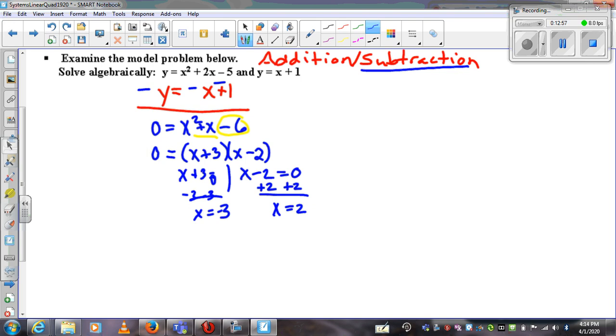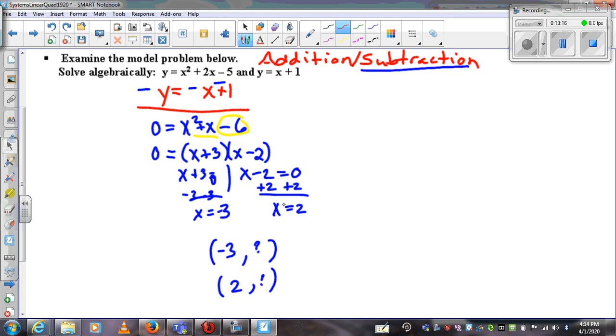So what this means is I have two ordered pairs, right? I'm going to cross at 2 points. The first one has an x value of -3. The other one has the x value of 2. What I need are my y values. I have to get those y values. Okay, so let's do that.